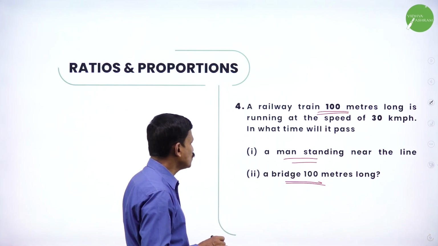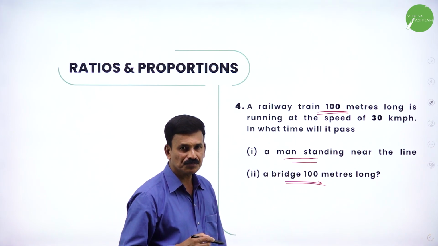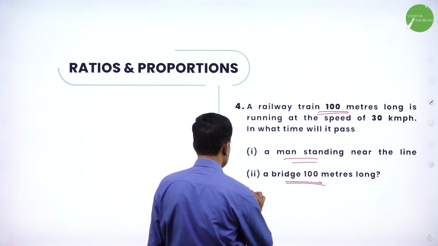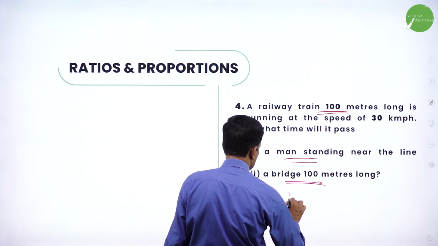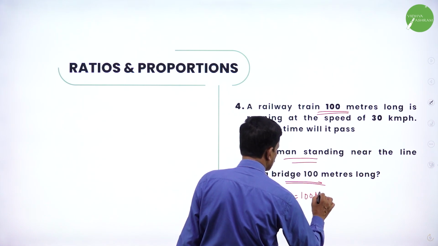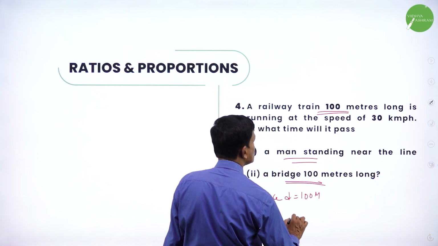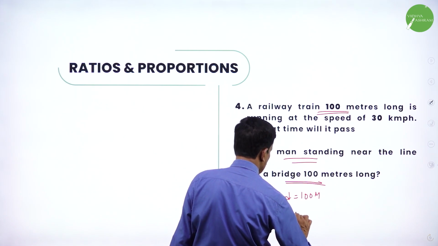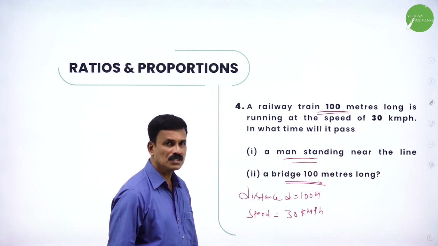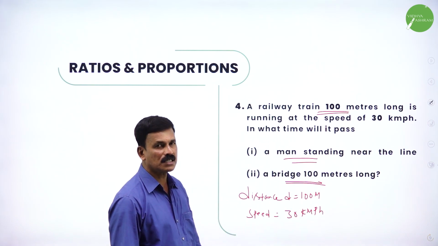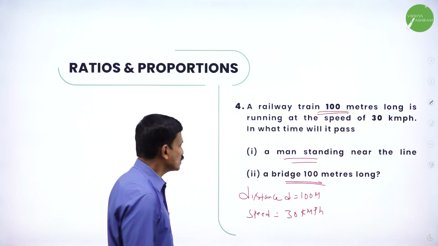Now first find out what is given here. So just write down the given conditions. The distance d is equal to 100 meters, and the speed is equal to 30 kilometers per hour. These are the two conditions given, right? Given the distance traveled is 100 meters and the speed is 30 kmph. Now let us move on to the first one.